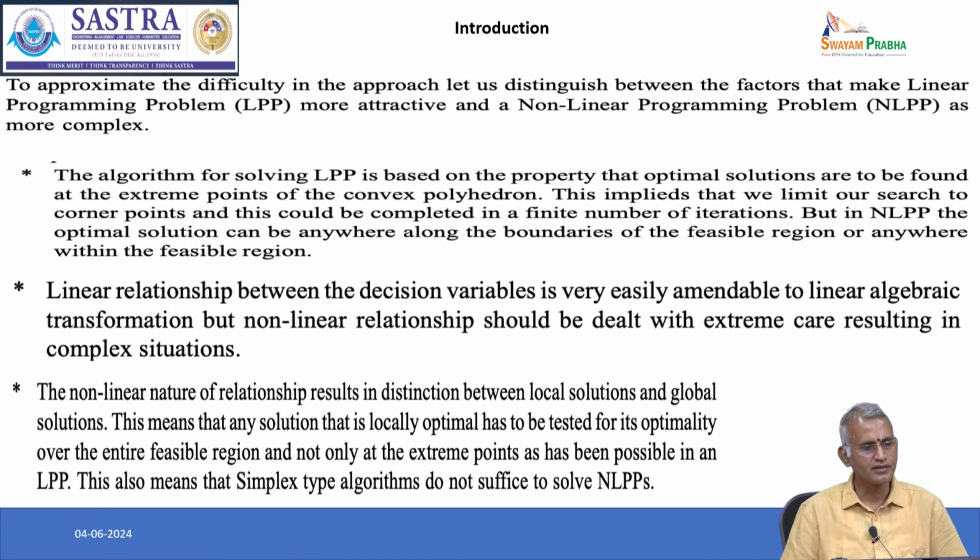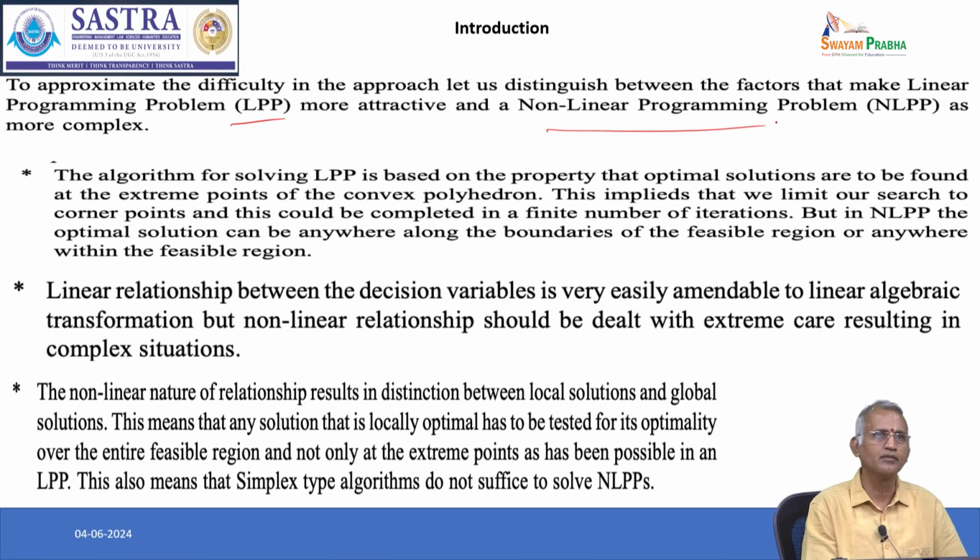optimality ideas. So, to approximate the difficulty in the approach, let us distinguish between the factors that make an LPP, linear programming problem, and an NLPP, nonlinear programming problem, more complex. The algorithm for solving LPP is based on the property that the optimal solution ought to be found at the extreme points of the convex polyhedron. So, optimal solution means the solution may be feasible or infeasible, bounded or unbounded, and sometimes no solution may come.